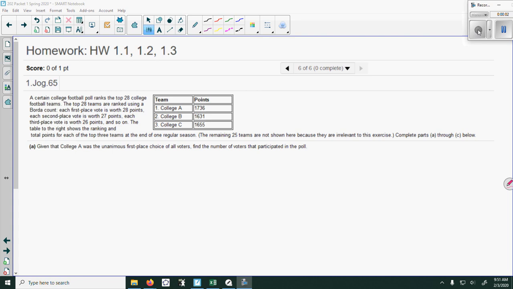A certain college football poll ranks the top 28 college football teams. They're ranked using a Borda count. Each first place vote is 28 points, each second place vote is 27 points, and each third place vote is 26 points, and so on. The table to the right shows the ranking and total points for each of the top 3 teams at the end of one regular season. You don't need any other information to answer these questions.